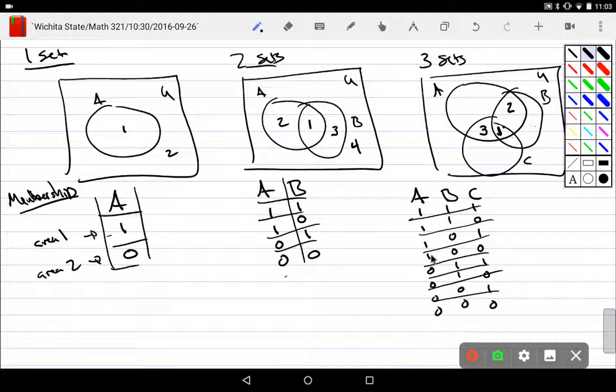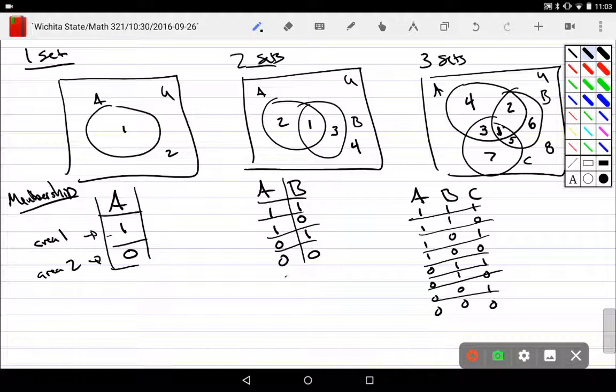The AC. Where's 4? Just the A. Where's row 5? The B and C. Where's 6? Just the B, 7. Just the C, 8.